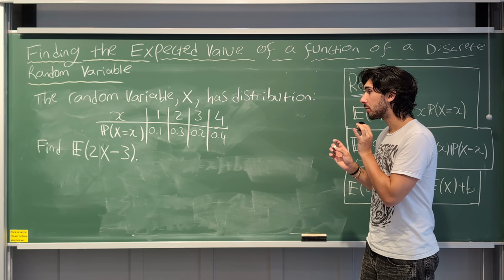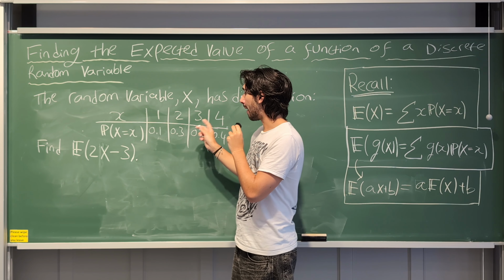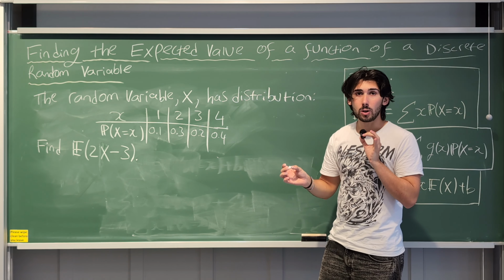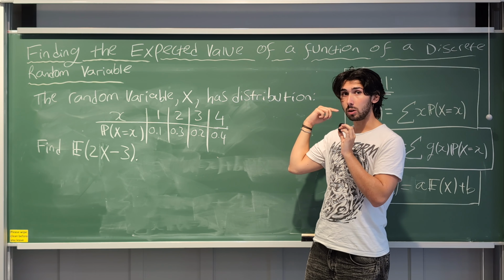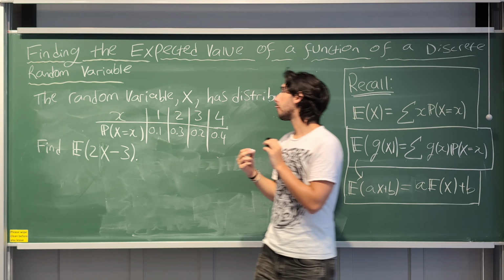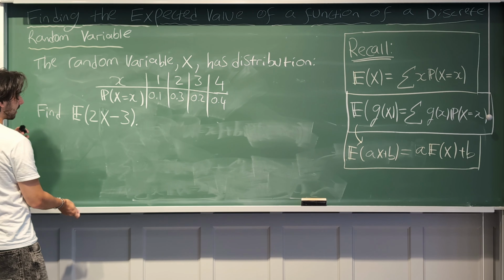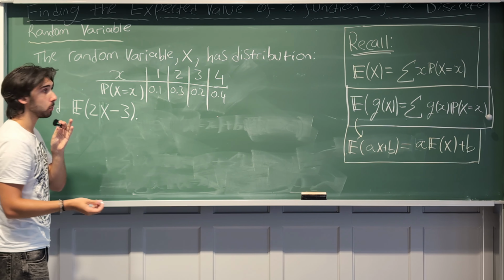Well, if you wanted to, you could work out, for each value of x, what is 2x minus 3, do the probabilities like that. A little bit annoying, a little bit boring. So we're not going to do that. We're going to do it using the formula that we've just derived. So first of all, let's work out what the expected value of just x is, and then we can just times it by 2 and then take away 3. That's basically all we're going to do.